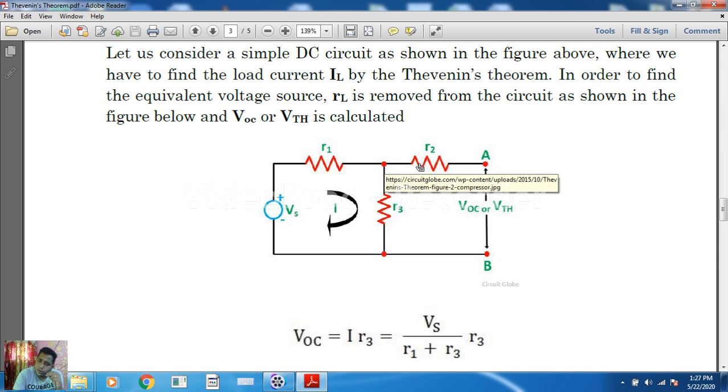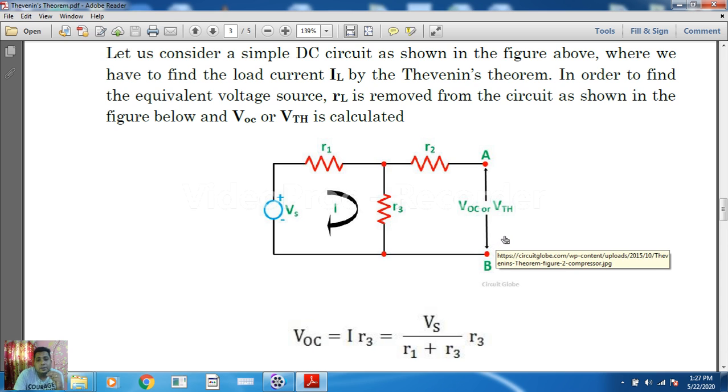But will it go in this direction? No, not through R2, because there is an open terminal and we have already discussed that an open terminal always gives us infinite resistance. As we know, through infinite resistance no current can flow. So current cannot flow through this path.